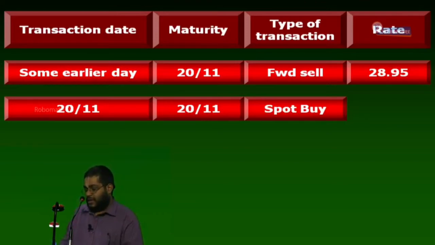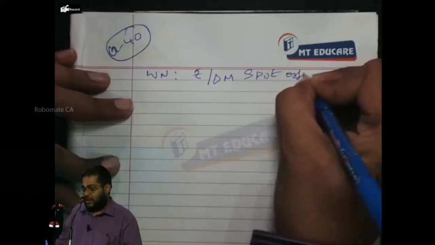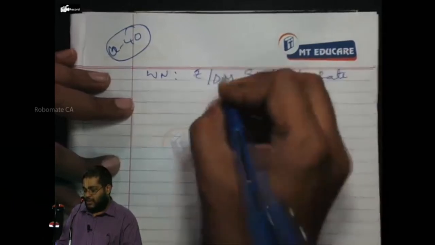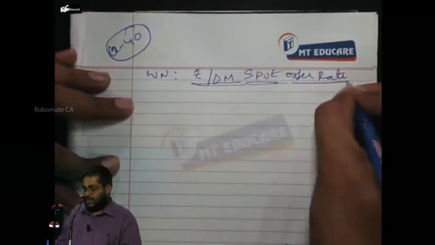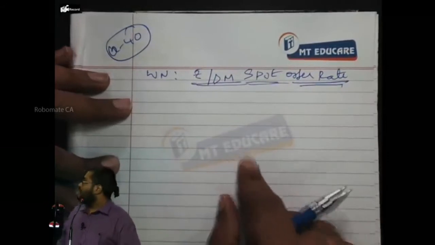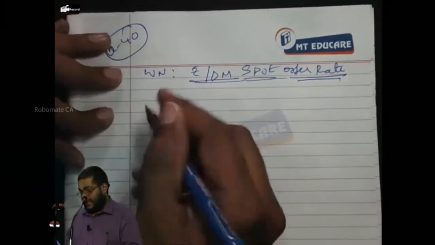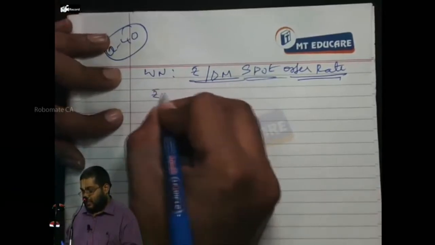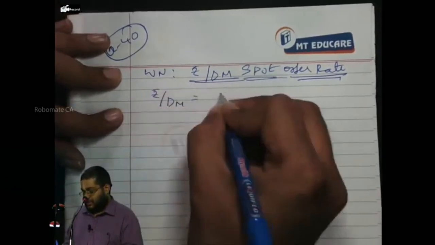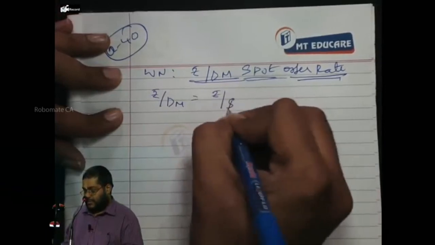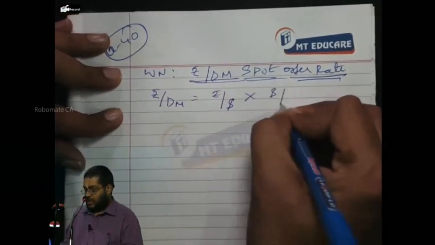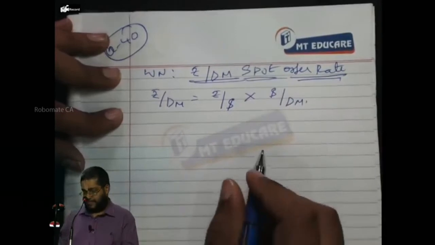Tell me, we have to calculate what? Rupees to Deutsche Mark, at the spot offer rate. Can we start or not? Now, tell me the equation first. Rupees to Deutsche Mark is equal to what? Rupees to dollar into dollar to Deutsche Mark.